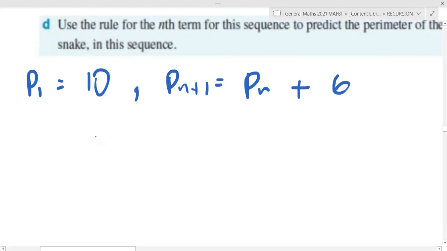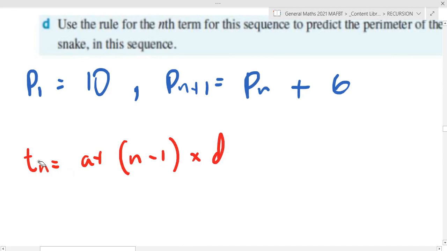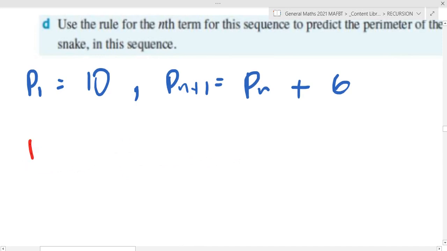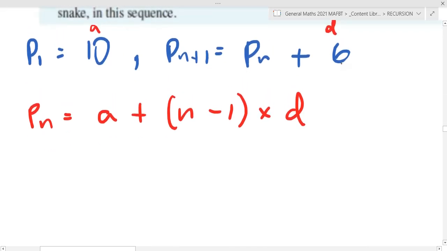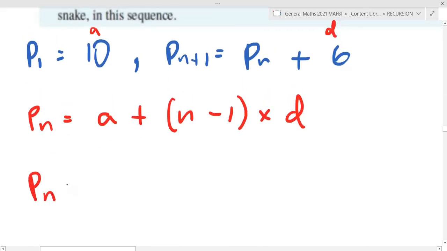Okay, my nth term rule. Remember what the nth term rule looked like? It was Tn equals A plus n minus 1 times D. But instead of using Tn, let's just use Pn. It's the same thing, I'm just using P this time instead of T. Good. So Bella's saying you have the A and the D in there already. Can you tell me which one is A and which one's D? Good. So in my formula, all you're changing is A and D. So it's going to be Pn equals 10 plus n minus 1 times the common difference of 6.